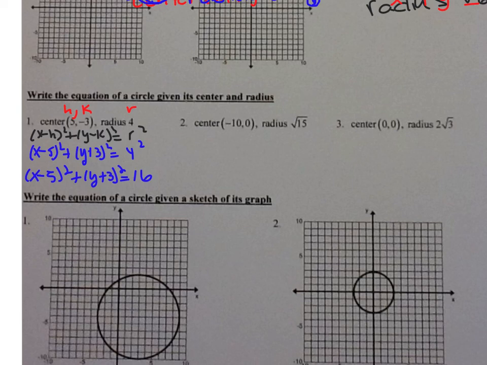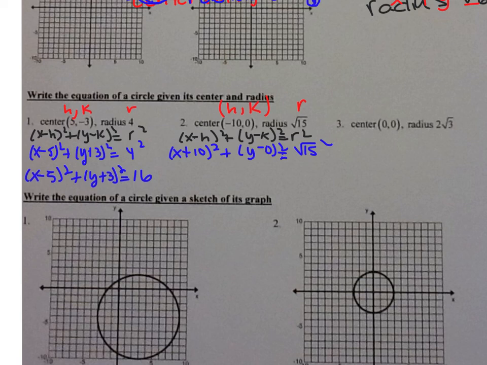All right, let's take a look at 2. We have (x minus h) squared plus (y minus k) squared is equal to the radius squared. So (h, k) is negative 10, 0, and my radius is the square root of 15. So it's going to be (x plus 10) squared plus (y minus 0) squared is equal to radical 15 squared. So this would be (x plus 10) squared plus y squared, since (y minus 0) squared is just y squared, and radical 15 squared is just 15. All right, let's take a look at 3.